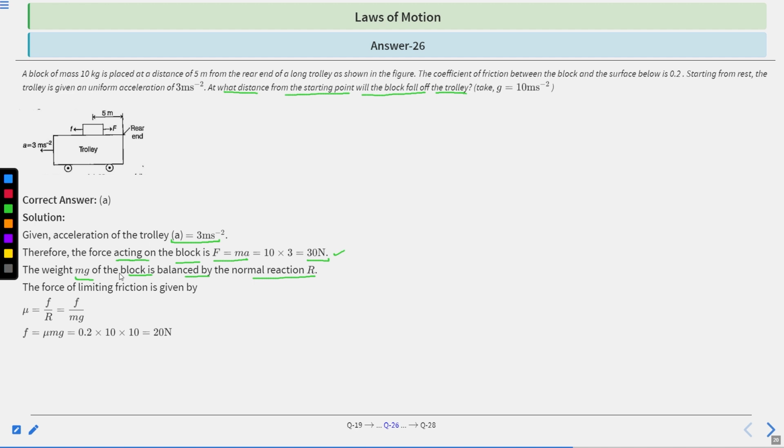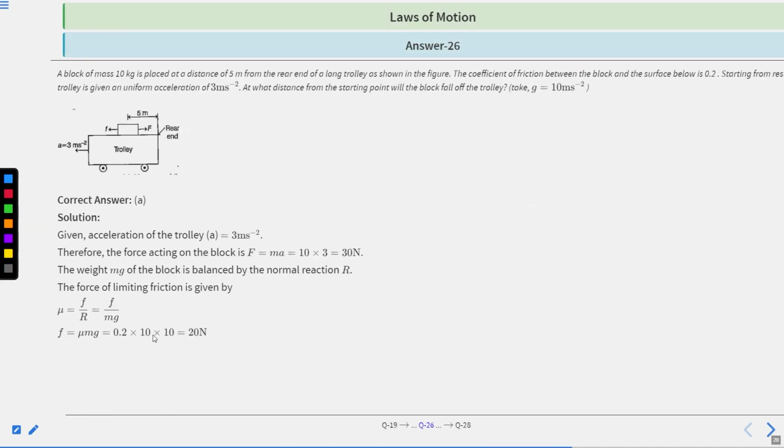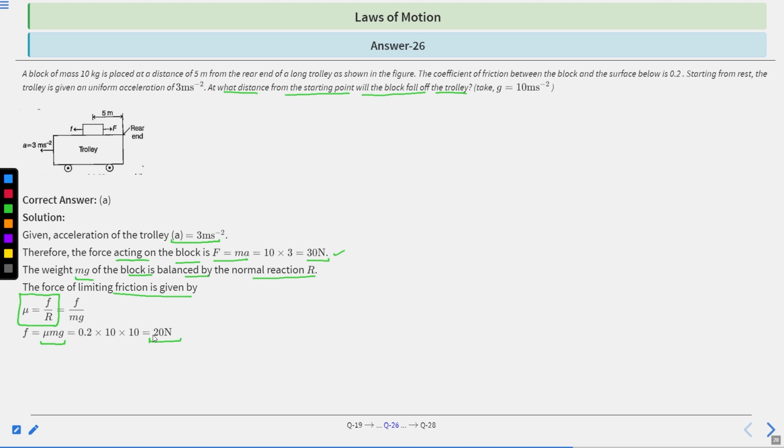The limiting friction force is given by mu equal to F by R, and R equal to mg. Calculating, F equal to mu mg, and putting all the numerical terms in this equation, the answer will be 20 Newton. So the correct answer is 20 Newton, option A. Now we have to find the distance.